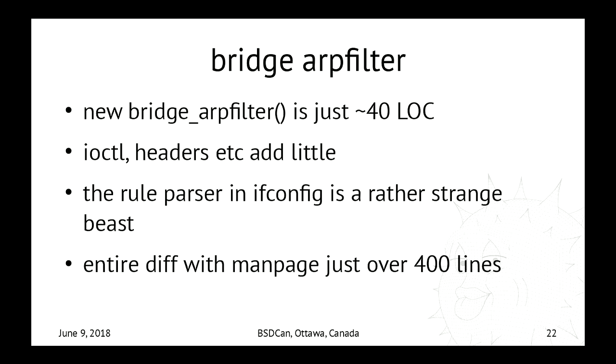So I re-implemented this from scratch. The actual ARP filter is surprisingly simple. This is just about 40 lines of code. On top of that, of course, you need the headers and stuff. You need the rule parser for the bridge rules in ifconfig, and that thing is a strange beast. Holy crap.